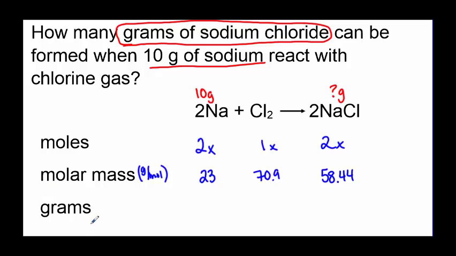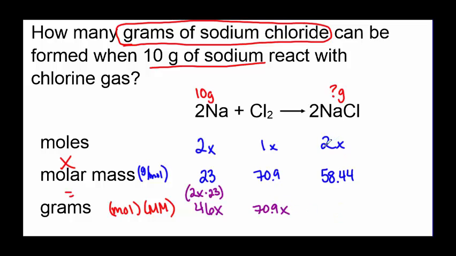So now to find our grams, what we're going to do is take our moles, and we're going to multiply by the molar mass. All right, so moles times molar mass equals grams. So we have 2x times 23, and so that gives me 46x, okay? So I did 2x times 23, gives me 46. So 1x times 70.9 gives me 70.9 times x. 2x times 58.44 is going to give me 116.88x.